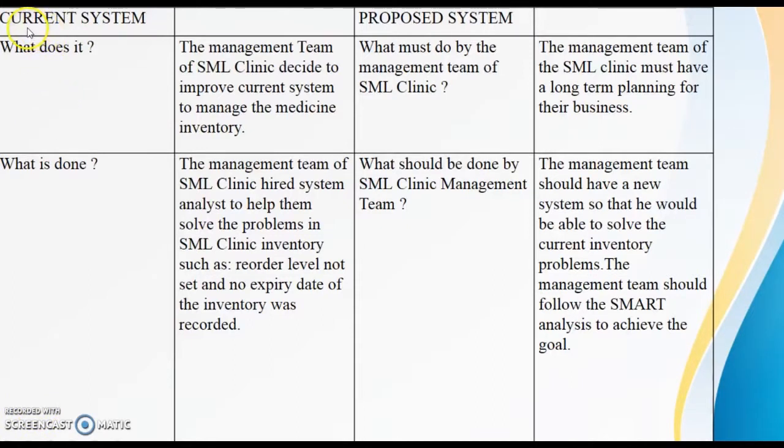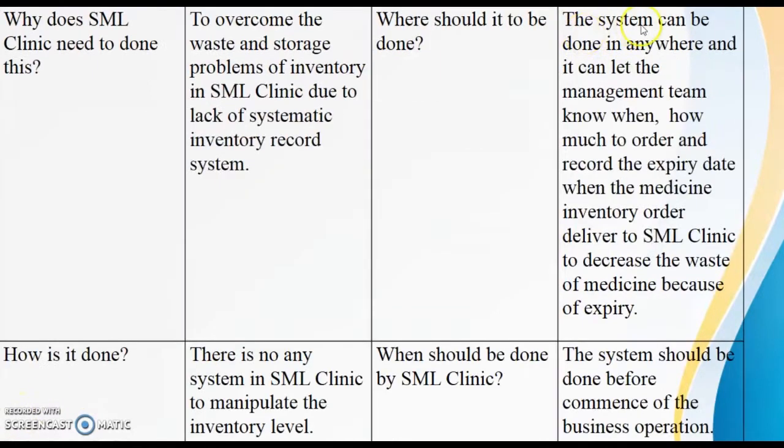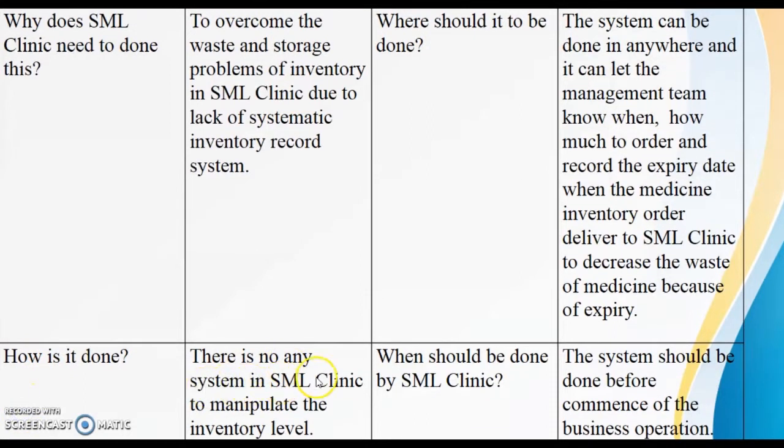So here we will make the comparison between the current system and the proposed system. The management team of SML Clinic decided to improve the current system, but before that, they must have long-term planning for their business. The management team of the clinic should have a new system so that they will be able to solve current inventory problems such as reorder level not set and no expiry date of the inventory. The system can be used anywhere and it can overcome the waste and storage problem of inventory in SML Clinic. There is no system in SML Clinic and the system should be done before the commencement of the business operation.